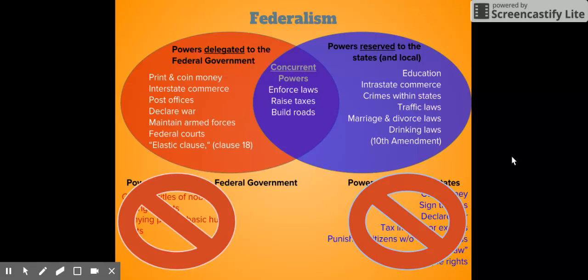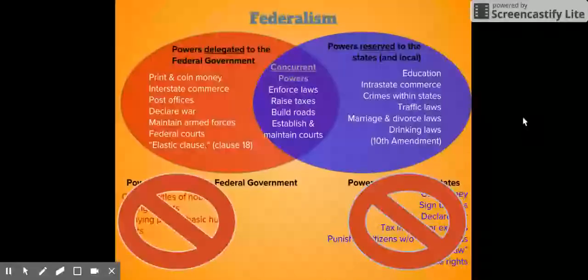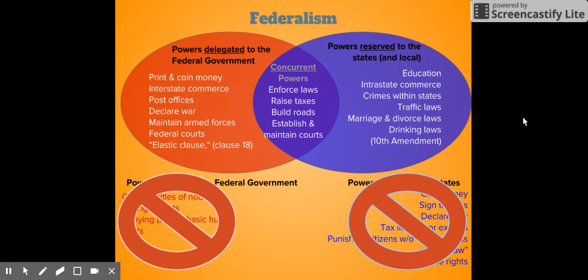Interstate 90 goes through New York. But we also have state roads like State Route 5 that goes through our town, Canandaigua. And then there's a federal road, Route 20, US 20, that goes through as well. And they establish and maintain court systems. So we have a federal court system, state court system, county and city court system as well.